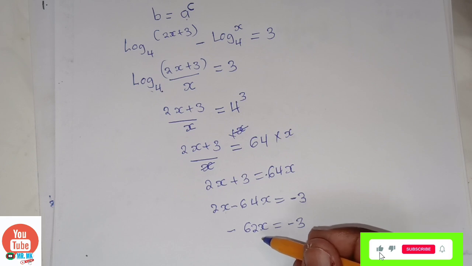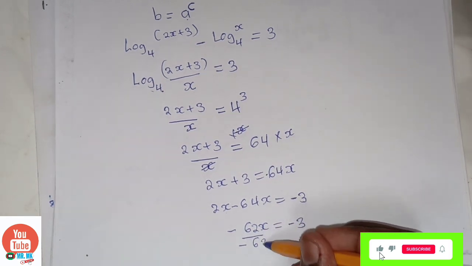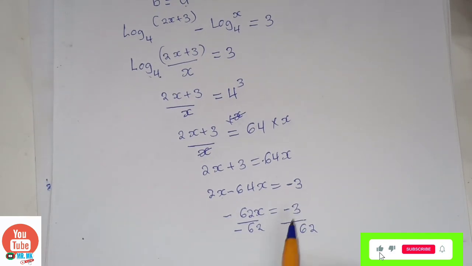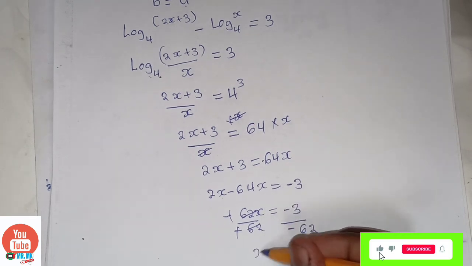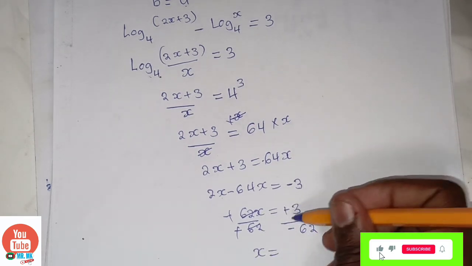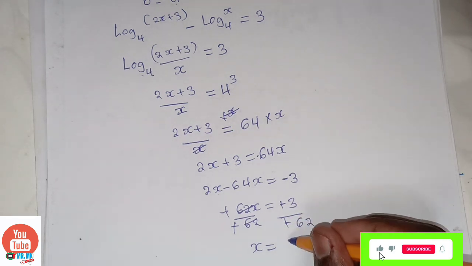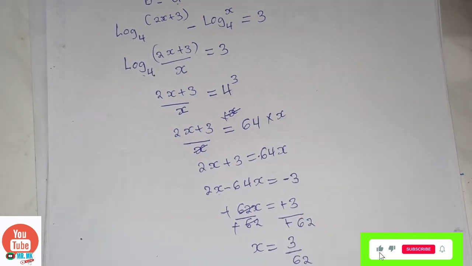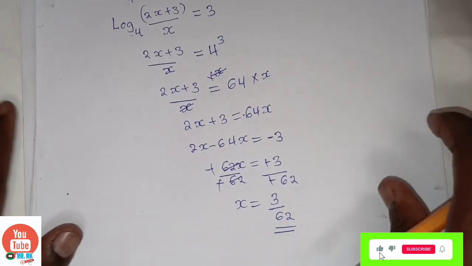Now if I want to remain with x alone, I just divide both sides by negative 62. Negative will cancel with negative, 62 cancels with 62. The value for x will be 3 over 62. That was the final answer.